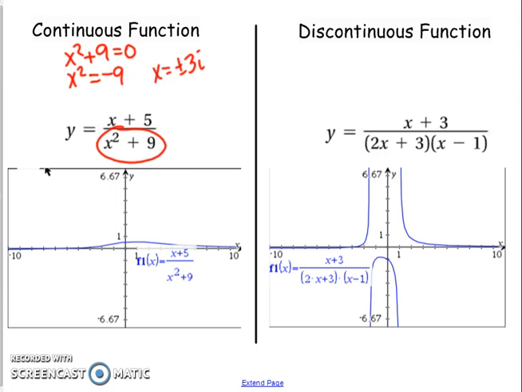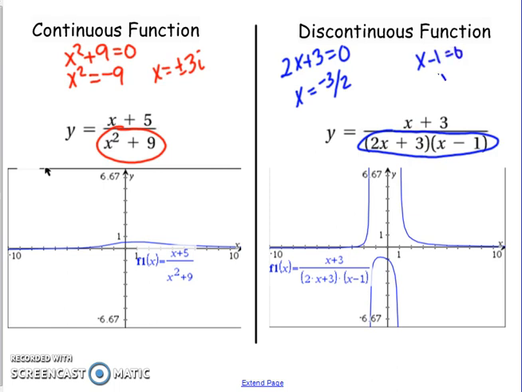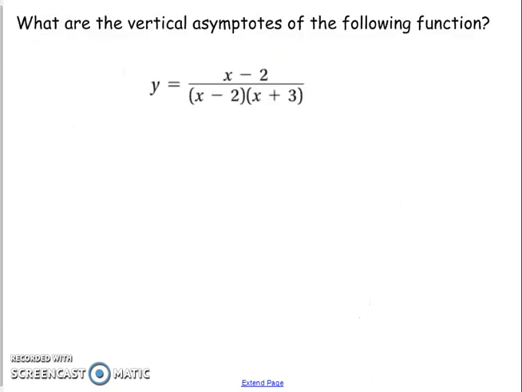For the discontinuous function, if we set that denominator to 0, we're going to get two restrictions. So 2x plus 3 equals 0. We'll get negative 3 halves for x. So x can't be negative 3 halves, or x can't be 1. So since there are restrictions here, it's a discontinuous function. So a discontinuous function can have vertical asymptotes.